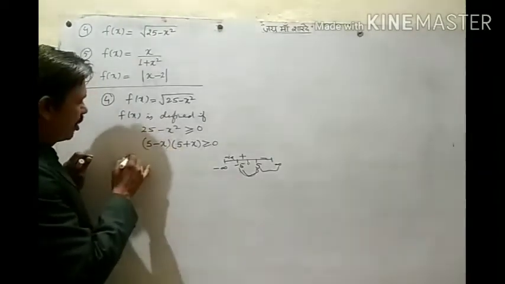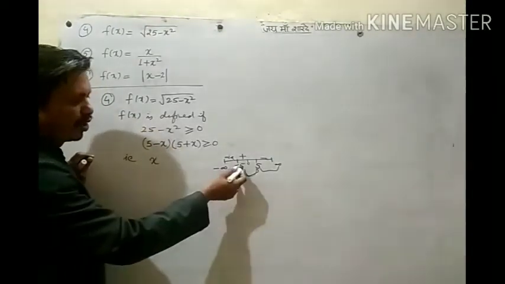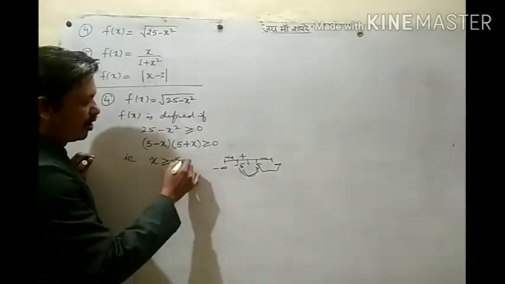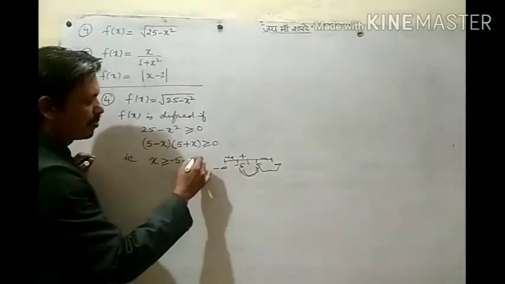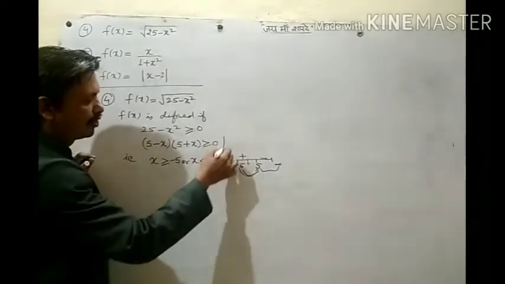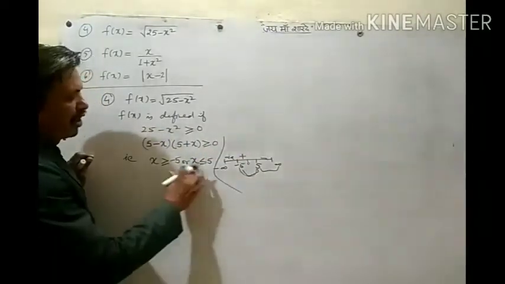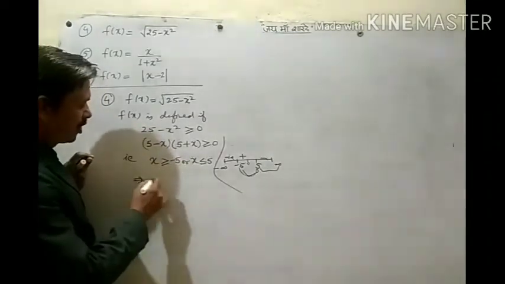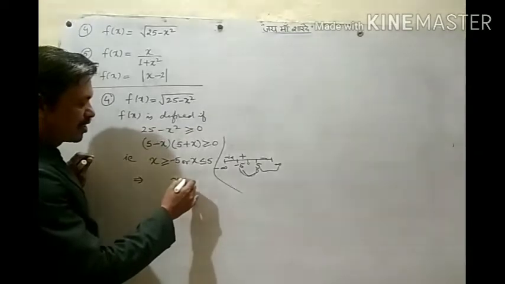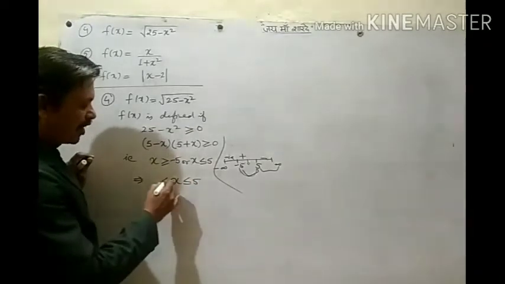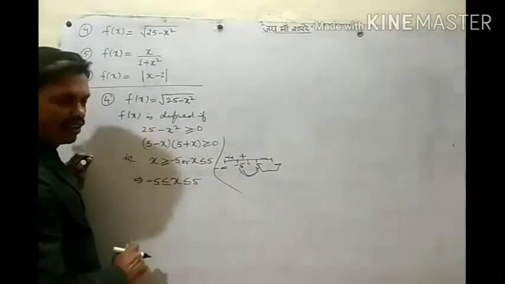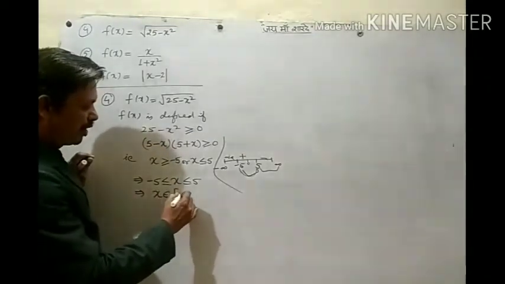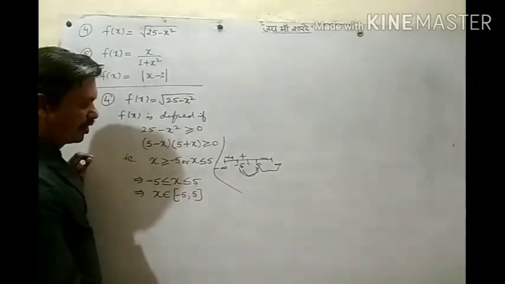It means what? x should be more than or equal to minus 5, and x should be less than or equal to 5. So this is our value of x. You can write, x is less than or equal to 5, x is more than or equal to minus 5, means x belongs to the interval minus 5 to 5.